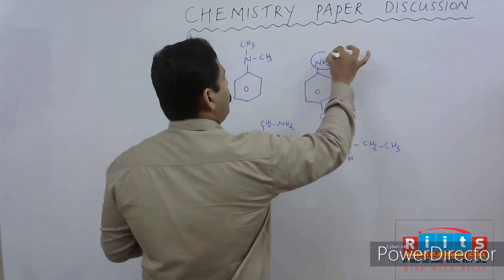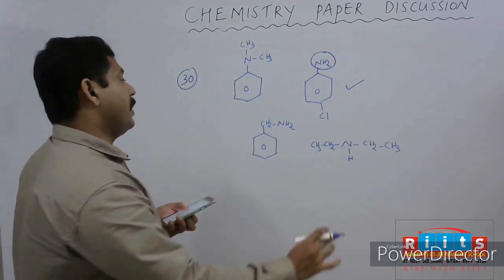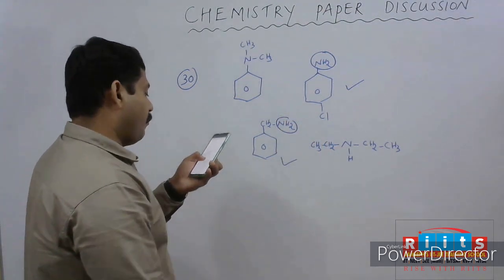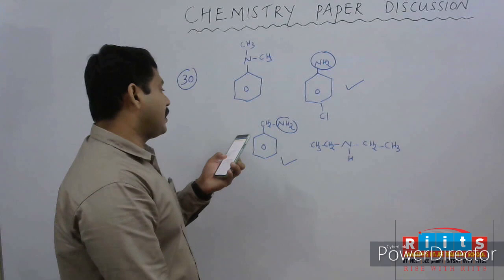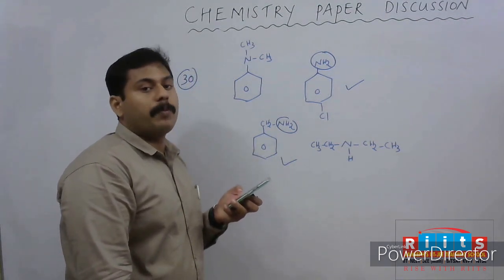So the NH2 group is there, and it will be converted to NC, that is having the foul smell. So here one is there, here one is there, right? So where are we getting it? That is the second and third cases where we are getting the primary amines, right? So the correct option will be option B.